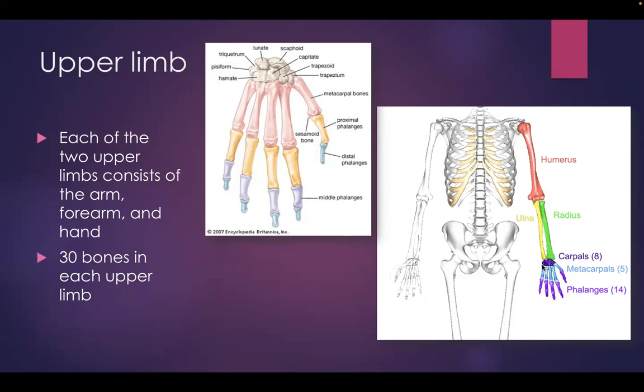And then we have 8 carpal bones, 5 metacarpal bones, which are your hand bones, and 14 phalanges, which are the bones of the fingers or the digits. All right.